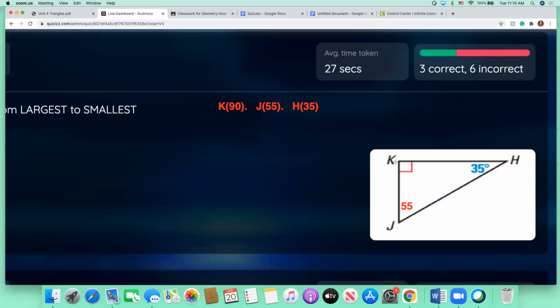So across from the K, when we move it, we hit JH, which means that that is our longest side. Then if we look across from the J, we see KH right here because it's across from that. So that is our second longest side. And then across from H, all we have left is KJ, or JK, doesn't matter. And so that is going to be our shortest of the sides. Questions on that?